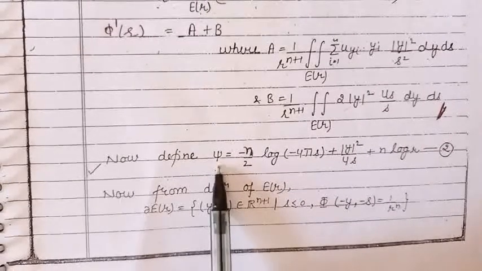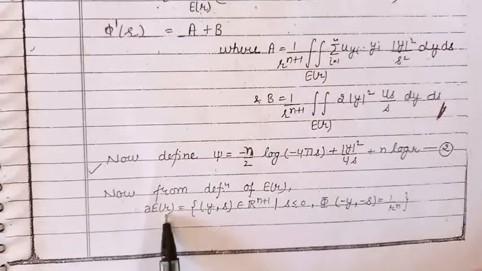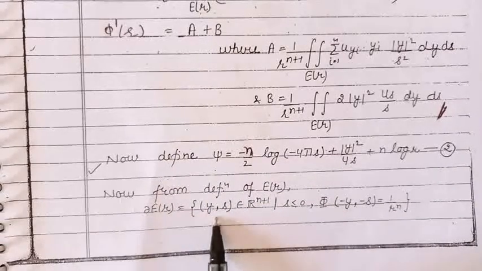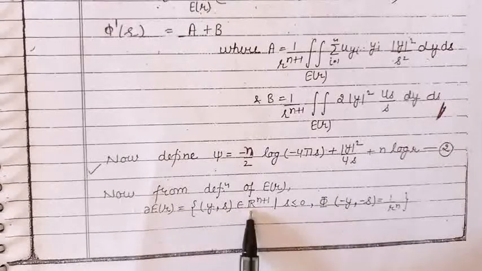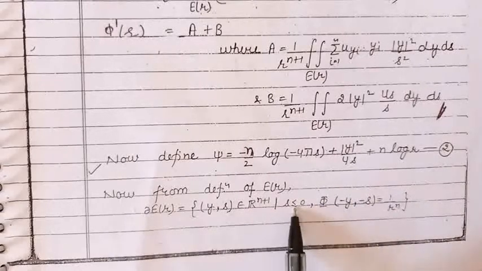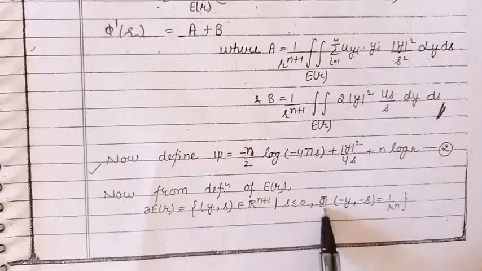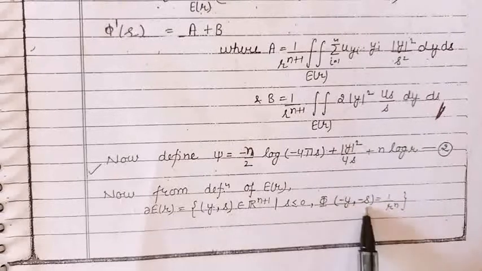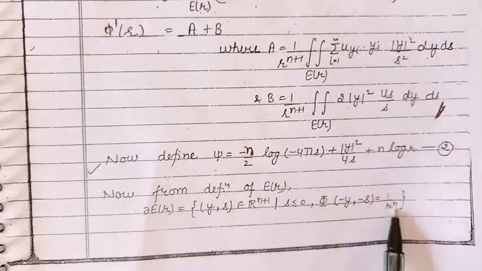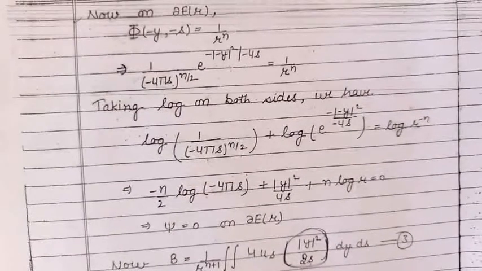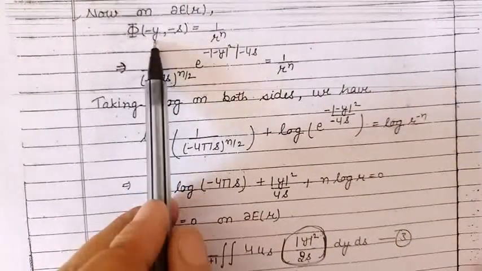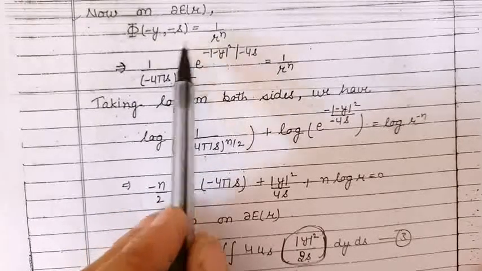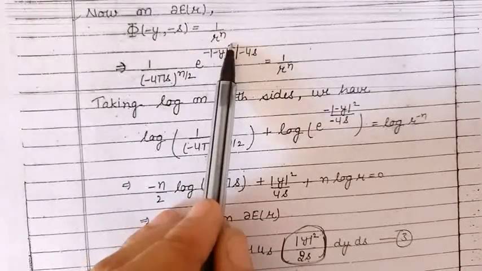Now by definition, the boundary of this heat ball is the set of all those ordered pairs belonging to n plus 1 dimensional real Euclidean space, where s is less than or equal to 0 and the value of the function phi at (minus y, minus s) is 1 upon r to the power n. So by definition of the boundary of this heat ball, the value of the function phi at the point (minus y, minus s) is given by 1 upon r to the power n.